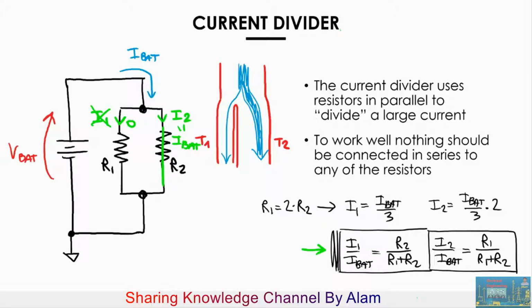Note that not only I2 will be equal to I-butt, but if you consider this specific circuit, the value of I-butt will also become infinite, because now you are applying a voltage of a certain value, V-butt, across a resistor equal to 0. So if you use Ohm's law, you can calculate that the current will become infinite. In real circuits, the current cannot really become infinite, but it will definitely become really large.